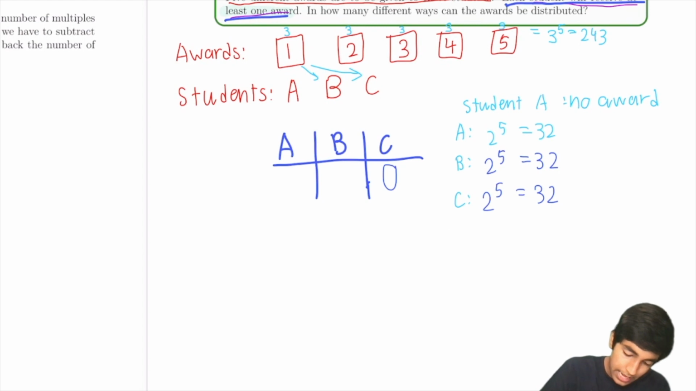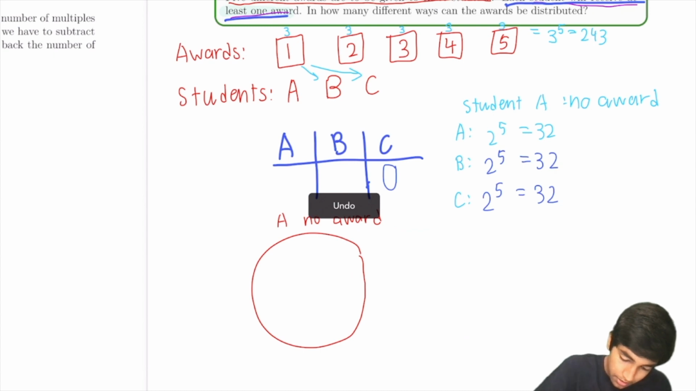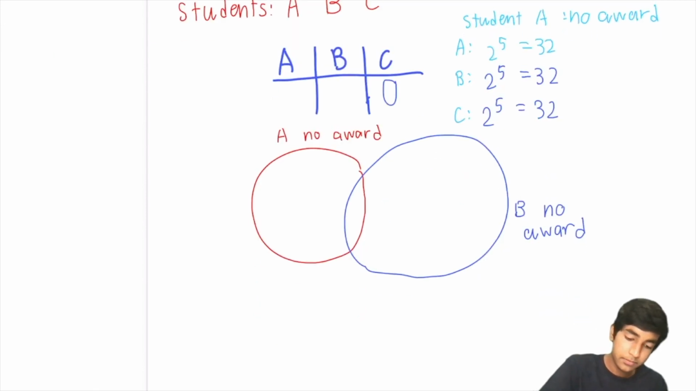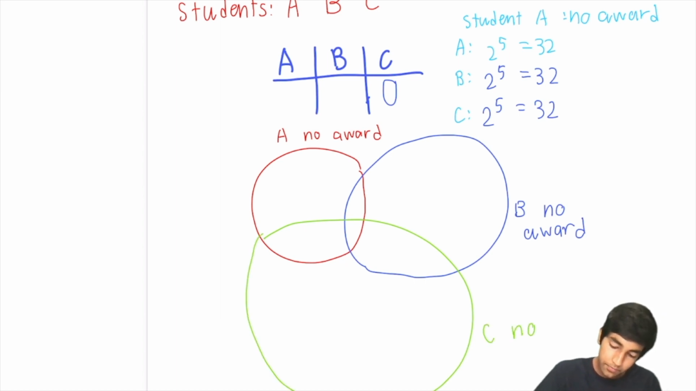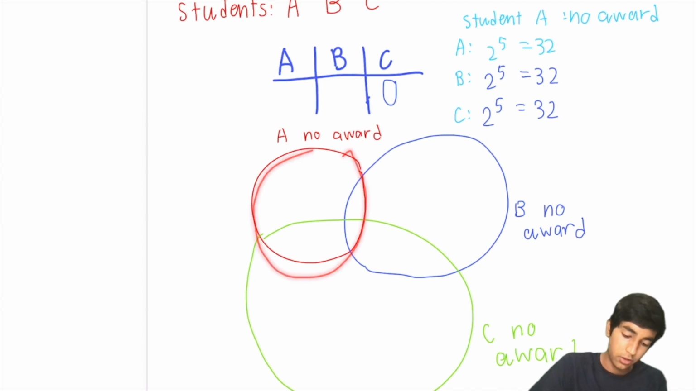Okay, so student A, no award. Student B, no award. Let's do a different color for that one. Student B, no award. Student C, no award. Okay, so student A, no award, we already found that there's 32 ways for that to happen. That's this red circle over here. Similarly, all of them are 32. We already discovered, right? They're all 32.